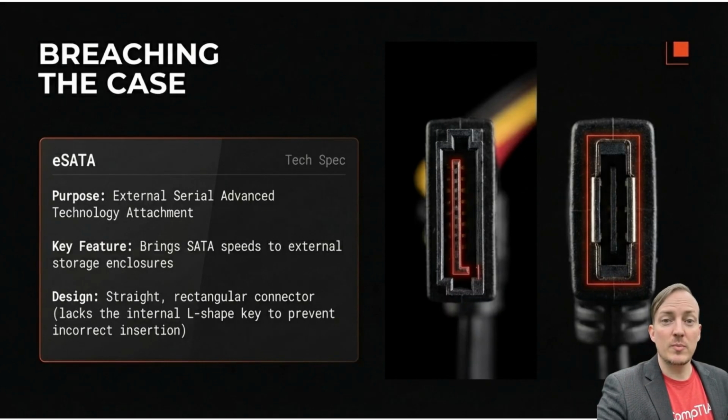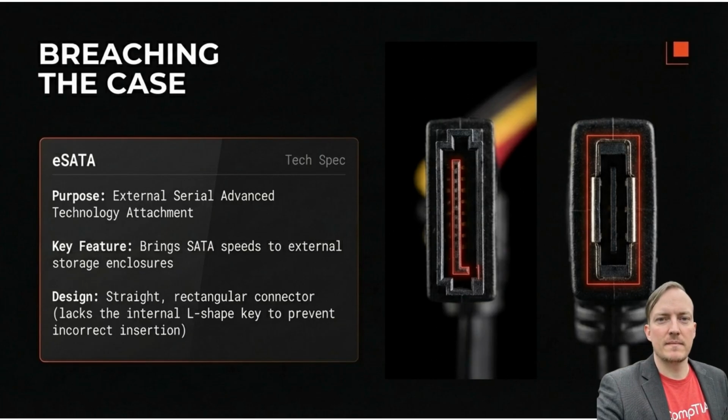What if you want those blazing fast SATA speeds, but your hard drive is sitting on your desk? We breach the case using eSATA, which stands for External Serial Advanced Technology Attachment. This brings native SATA speeds directly to external storage enclosures. The key physical difference to remember for the exam is that the eSATA connector is straight and rectangular. It completely lacks the internal L-shaped key found on internal SATA cables.